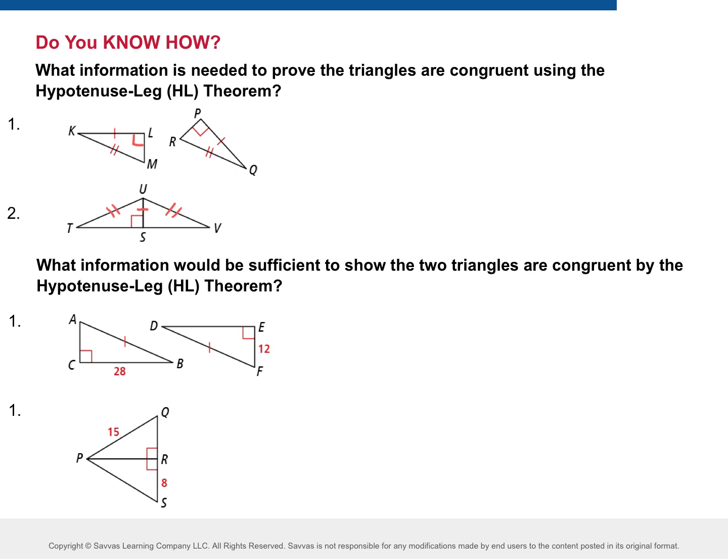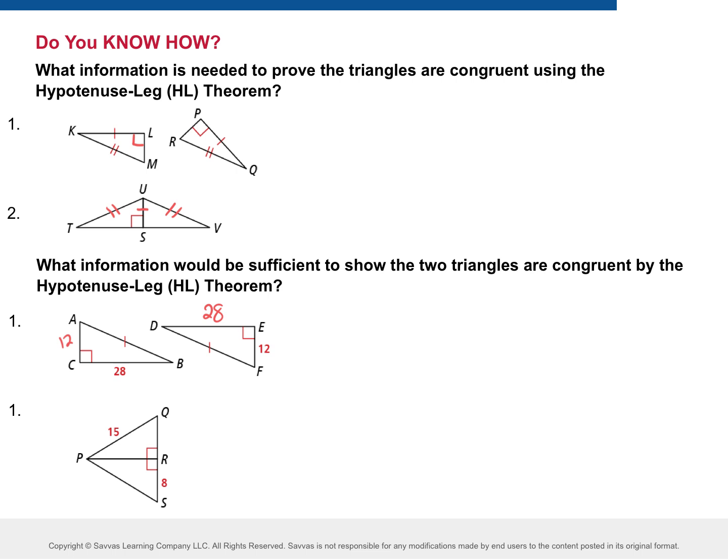Number 7. What information do we need to use hypotenuse leg here? Do they have a hypotenuse? Yes. Do they have a right angle? Yes. I should have started with that first. They have a right angle. They have a hypotenuse. Do they have congruent legs? We don't know, right? So this leg has 28, so what would this leg have to be? 28. It would have to be 28. If you wanted to base it off of 12, this side would have to be 12 also. Okay?